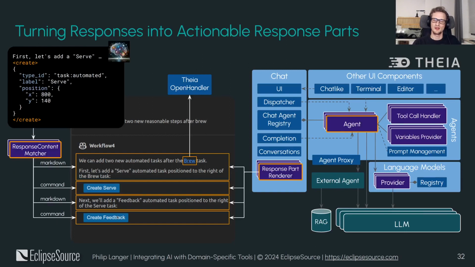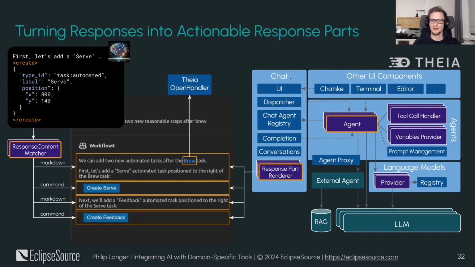And how this works in Theia AI is that there is a contribution point where you can contribute dedicated implementations of response content matchers that will then be able to look at the LLM response first and match specific content types. And for instance, if we get this as a result, then it would first create markdown because that's what the default is. So we would render markdown. Then it identifies that there is a create element, so it will create a command part, then again markdown, and then again a command part, for instance.